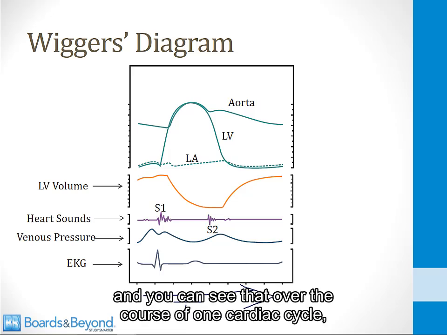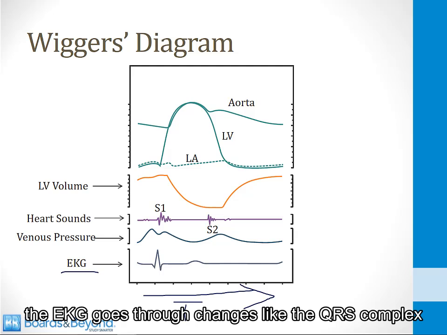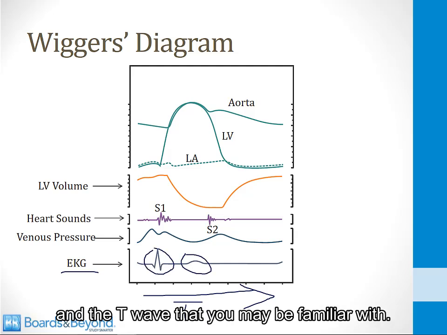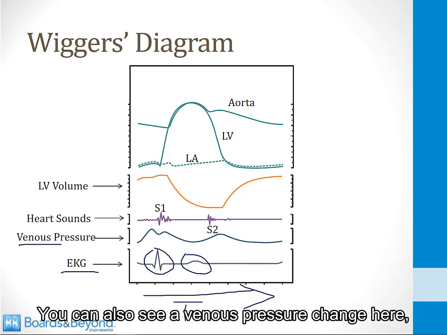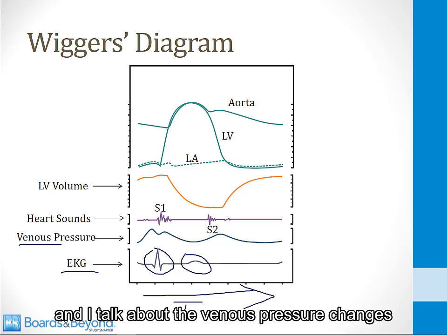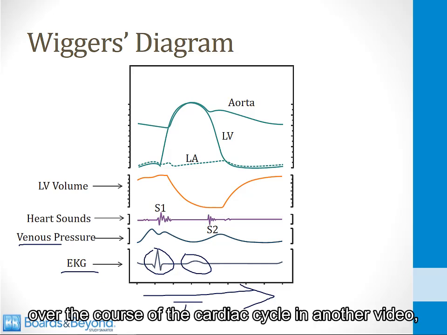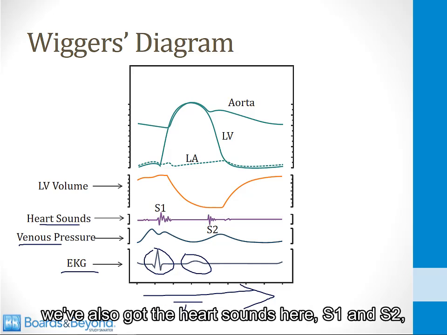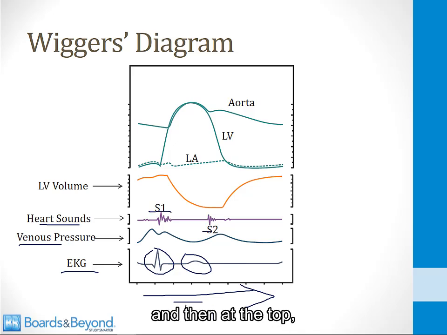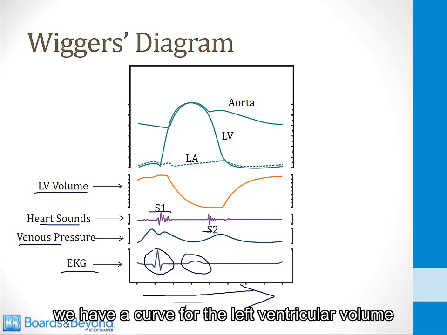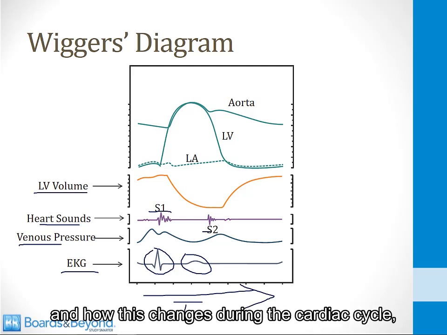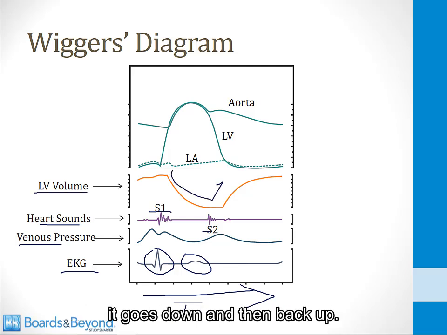And you can see that over the course of one cardiac cycle, the EKG goes through changes like the QRS complex and the T wave that you may be familiar with. You can also see a venous pressure change here, and I talk about the venous pressure changes over the course of the cardiac cycle in another video. We've also got the heart sounds here, S1 and S2, and then at the top we have a curve for the left ventricular volume and how this changes during the cardiac cycle. It goes down and then back up.